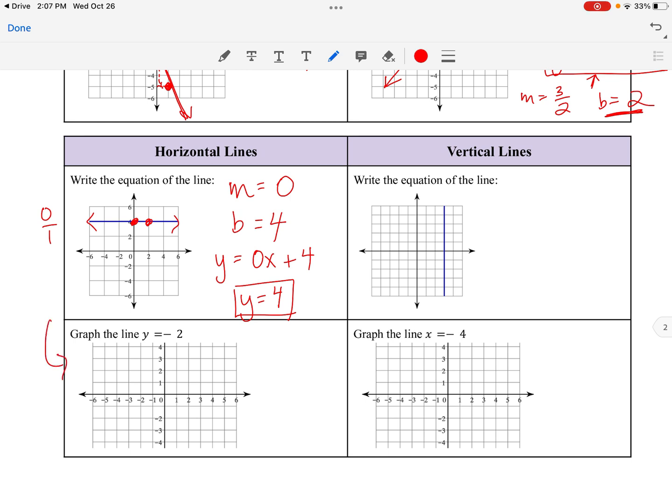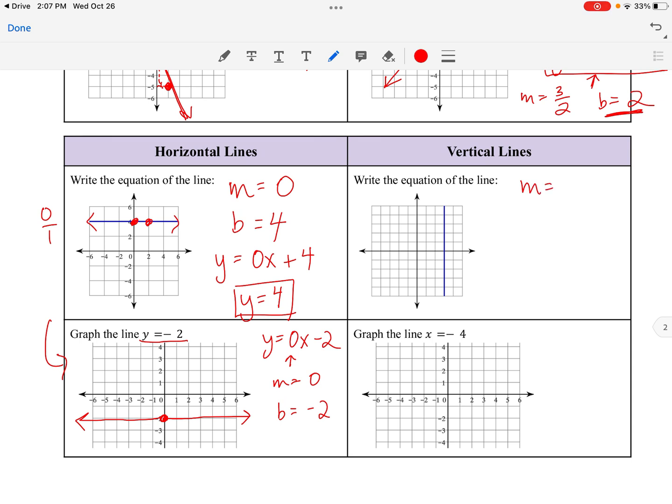So let's try that right here. Graph the line, y equals negative 2. Okay, well, the slope, I could rewrite this as y equals 0x minus 2, right? Then I could see that my slope is 0. My y-intercept is negative 2. So here's my y-intercept. The slope is 0, so that means it's a horizontal line. There it is, y equals negative 2. There's the graph. What about a vertical line?